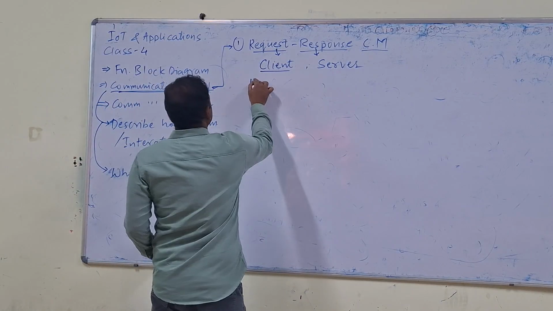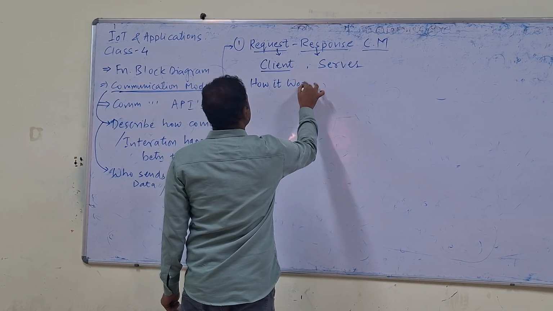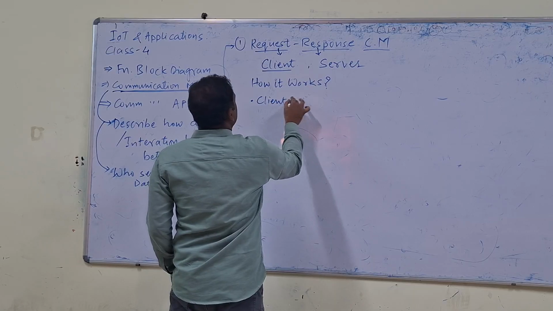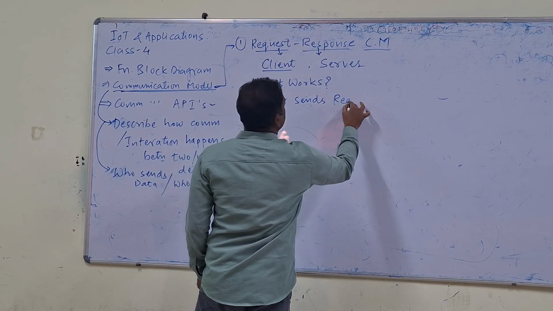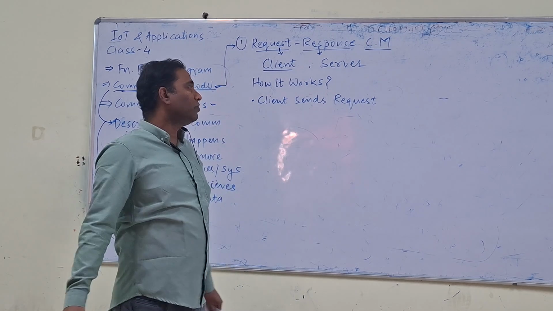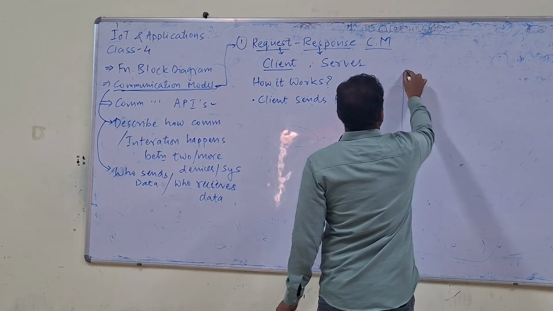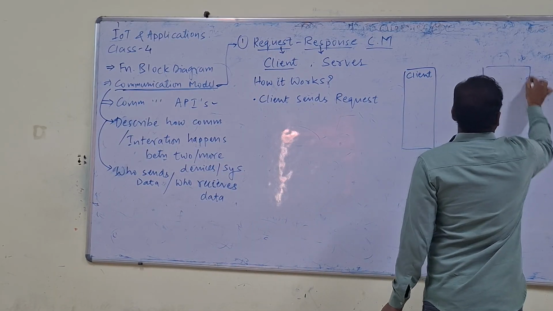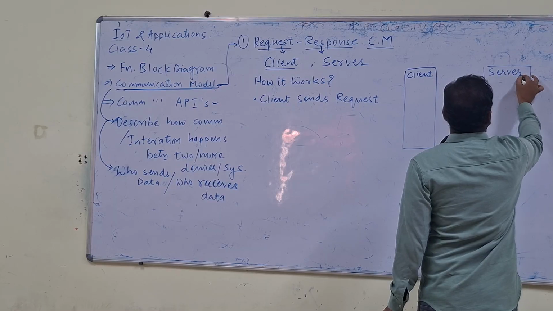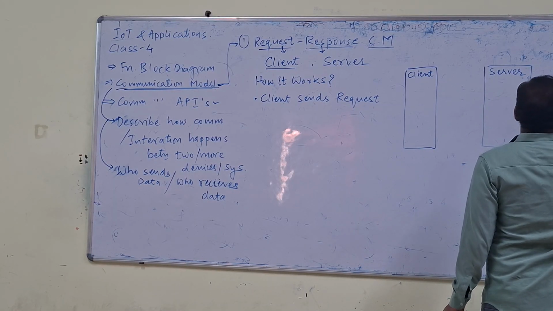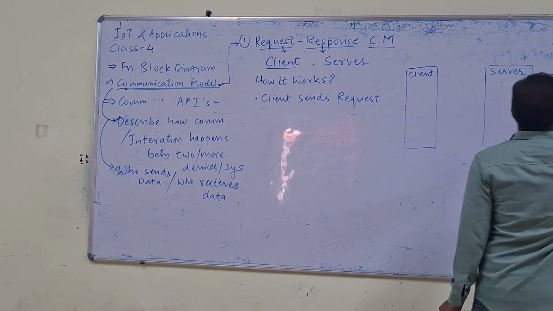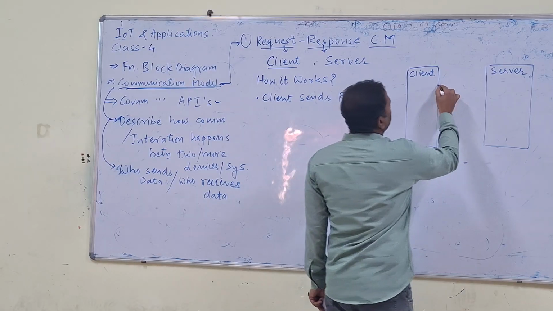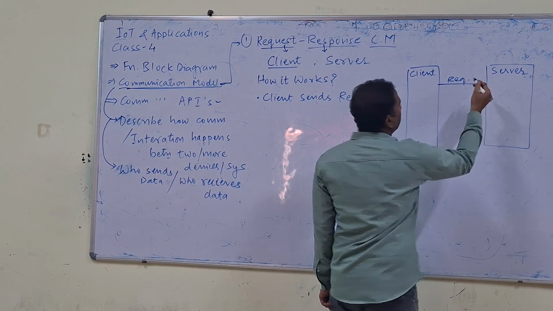How it works? Client sends the request. We can see it in the form of a block diagram. I have a client here, I have a server, I have a resource here. Resource is what? The data. Client sends the request. You can see the arrow.